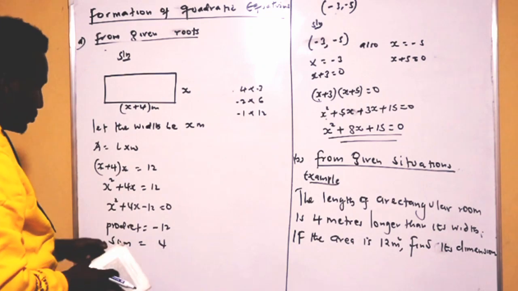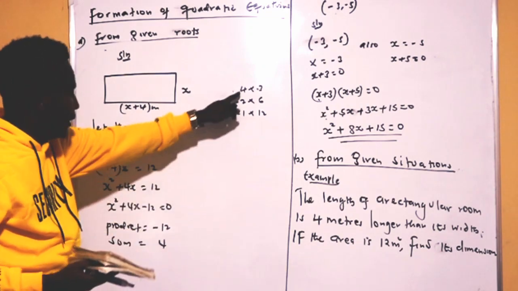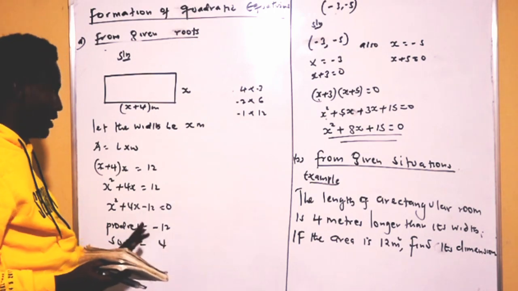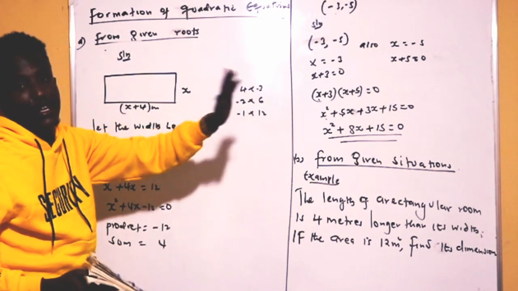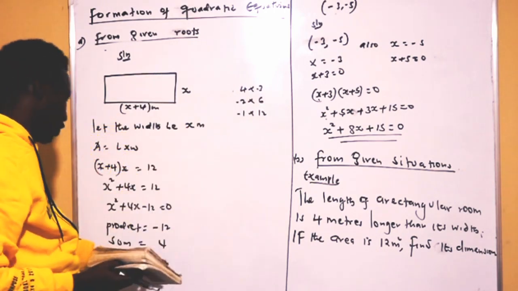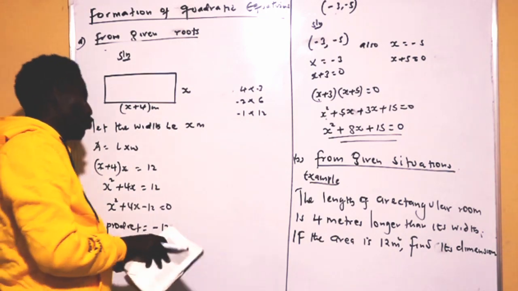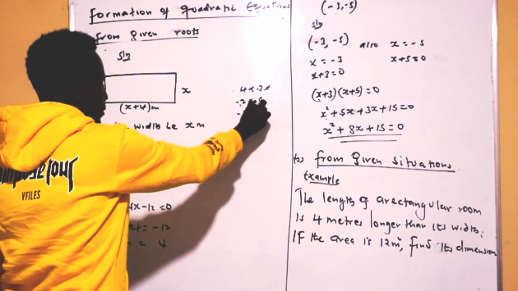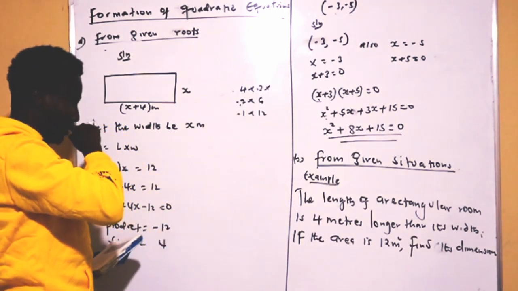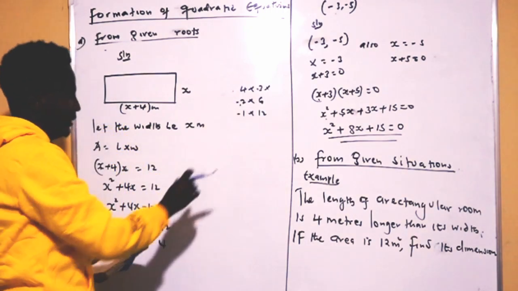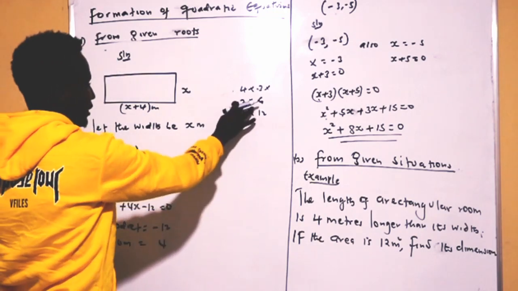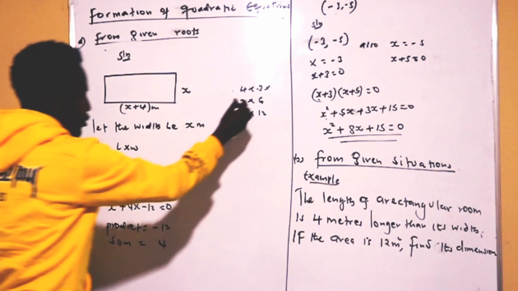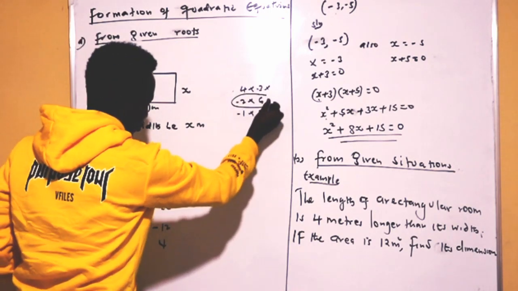Now, 4 times negative 3 is negative 12. It's okay. But 4 plus negative 3 is positive 1, and we don't have positive 1 here. So this one is wrong. Negative 2 times positive 6 is negative 12, which is okay. Come to the sum side: negative 2 plus 6 is positive 4, which is okay. So these two are the pair we're going to take.